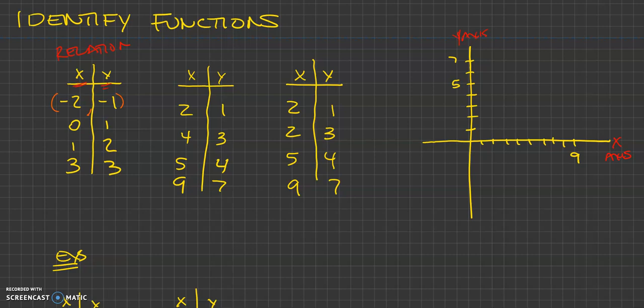Now, when we move to this T-chart and the next one, we want to build on the idea of a relation and decide, is this a function or not? Now, a function is a specific type of relation that assigns exactly one output to each input. Let me say that again. A function is a specific type of relation that assigns exactly one output to each input. Let me show you what I mean.